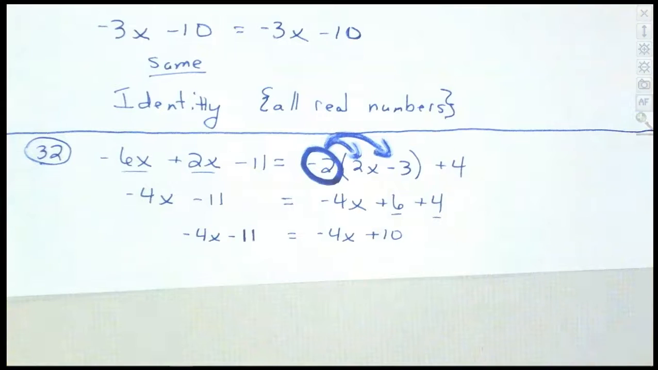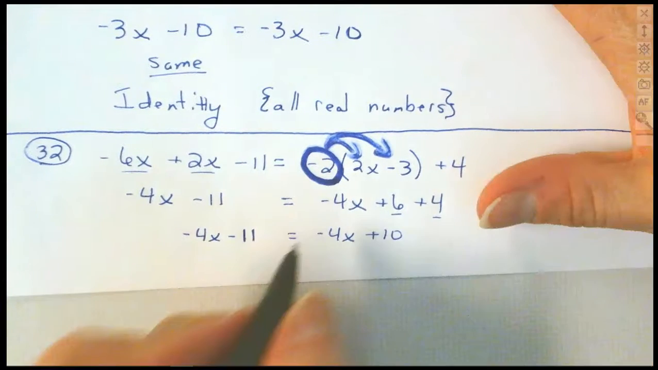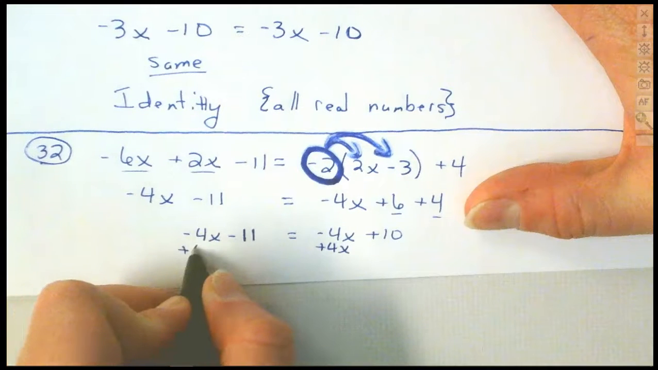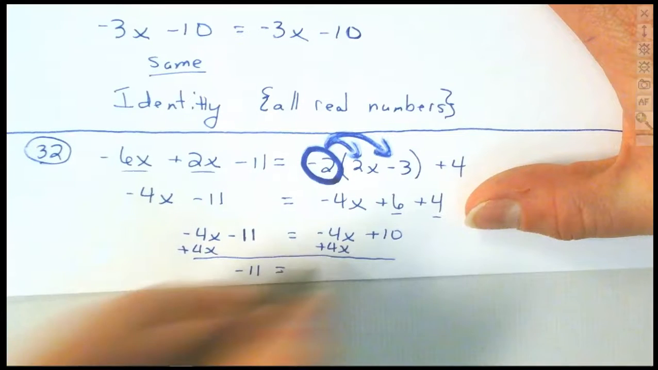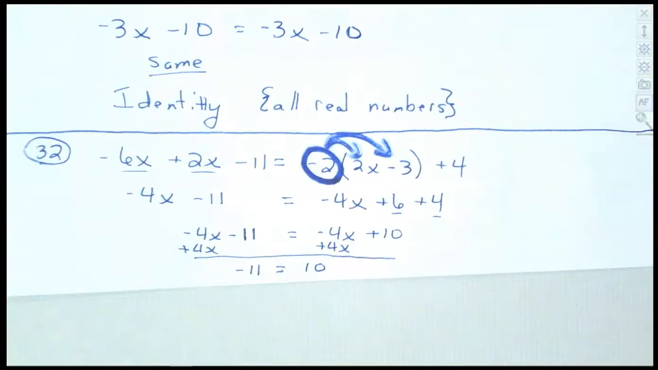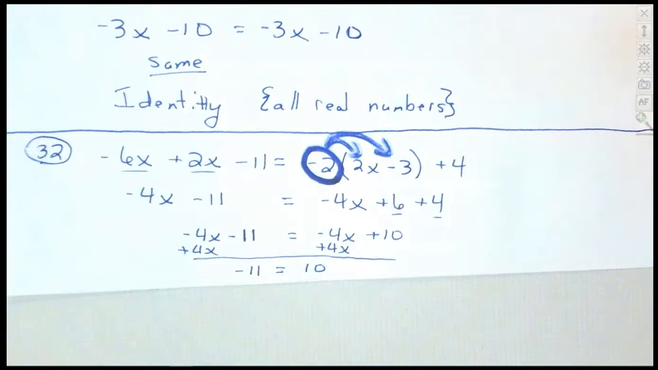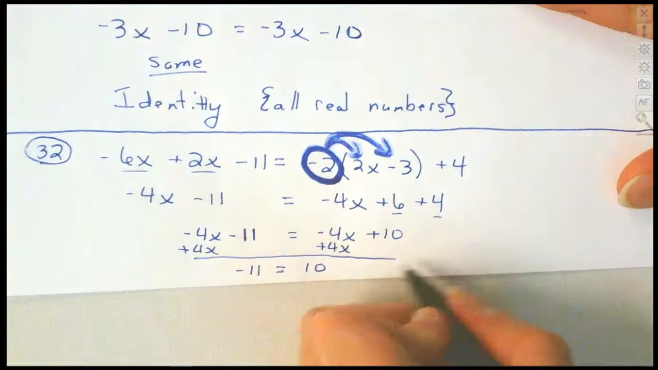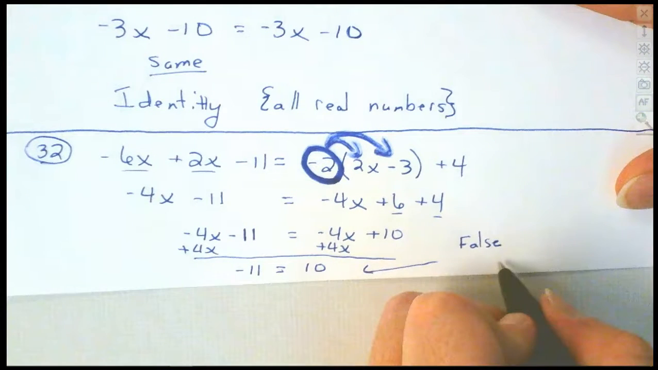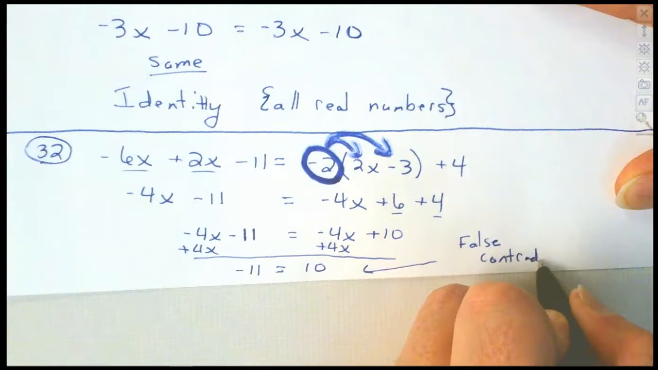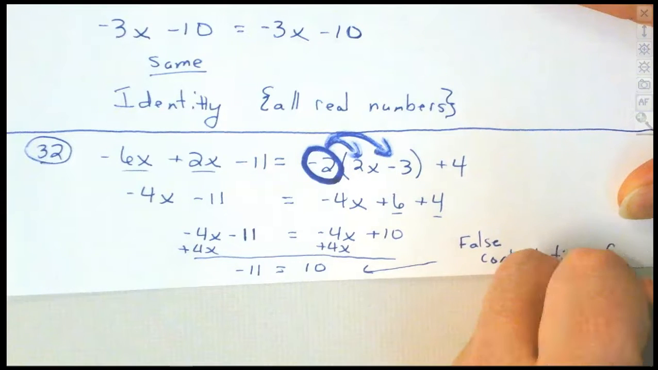And you can kind of already realize that this is going to be a contradiction. Why? Because both sides have what? A 4x, right? And if I move it over, what's going to happen to it? It's going to go away. And if I move that 4x over with addition, then I've got something that's false, because now I've got a minus 11 equals 10. Well, does minus 11 ever equal positive 10? No. So that would be then false. And if it's a false statement, what do we know? We know it's a contradiction, and it has no solution.